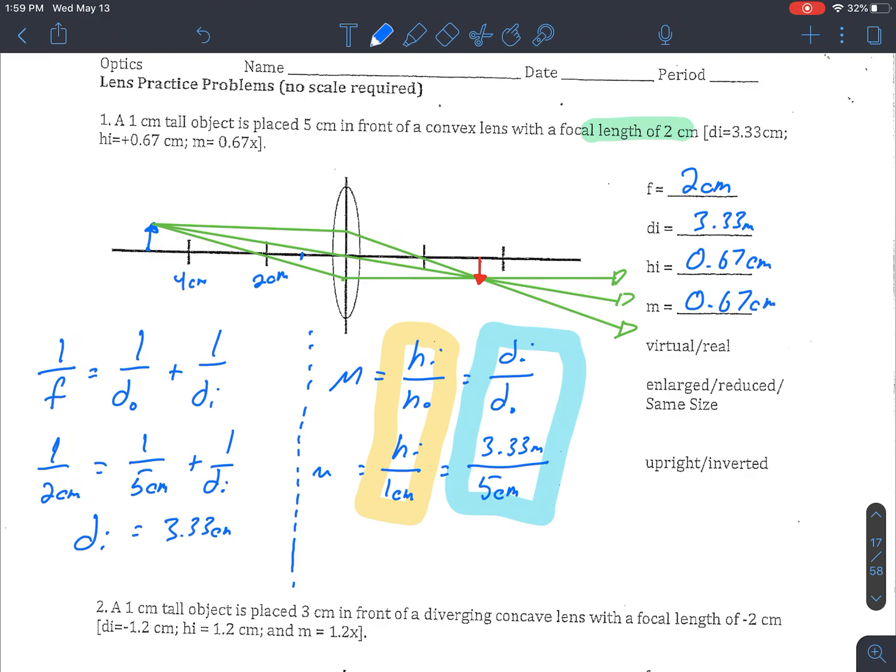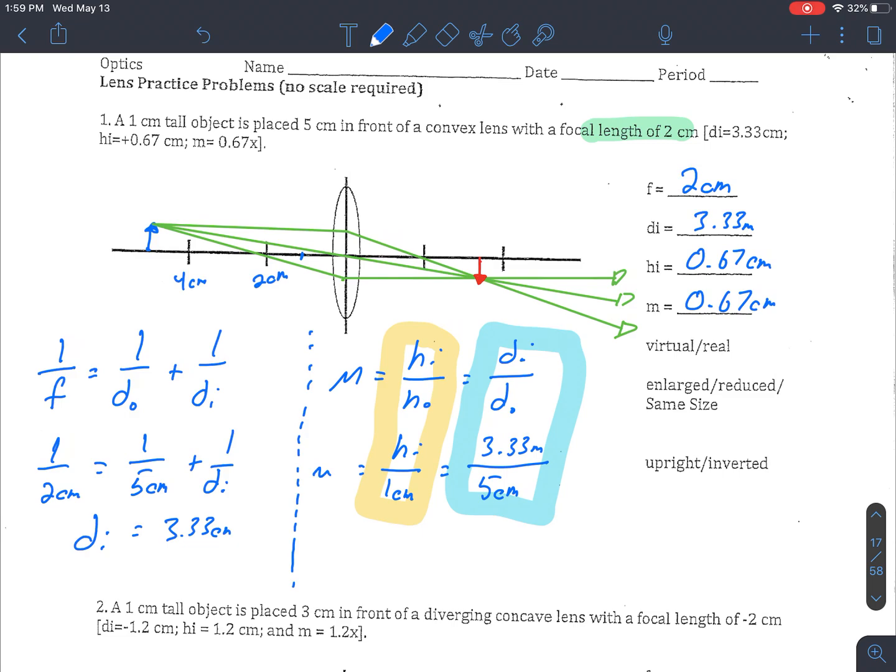Now for the other ones, virtual versus real. If you remember us talking about mirrors, when you see your image in a mirror, that is a virtual image. You cannot actually touch that image. So if you stand 3 feet in front of a mirror, your image is 3 feet behind, you cannot reach your hand into the mirror and touch the image on the other side. So that means it's virtual.